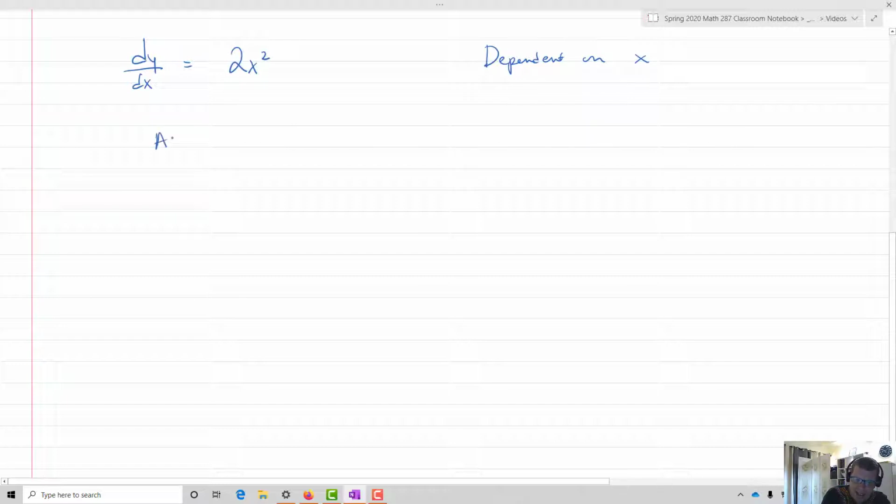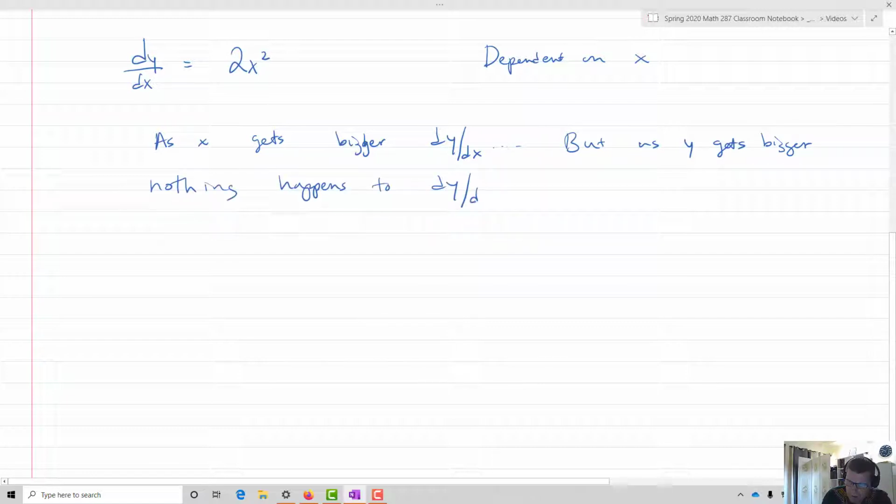So as x gets bigger, dy dx gets bigger. The slopes are going to get larger as x gets bigger. But as y gets bigger, nothing happens to dy dx. So as x gets bigger, dy dx gets bigger, but as y gets bigger, nothing happens to dy dx. So we're going to say that that's dependent upon x.